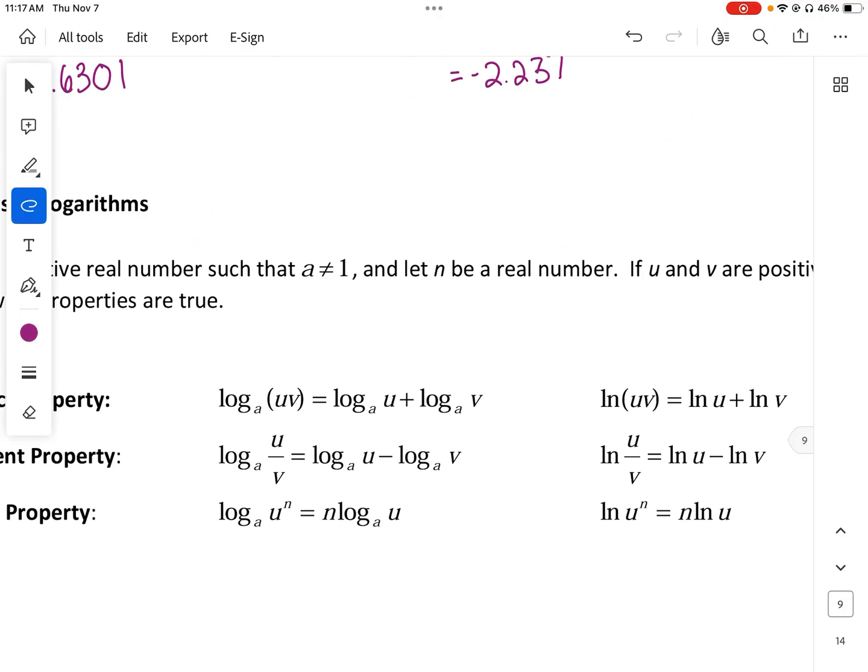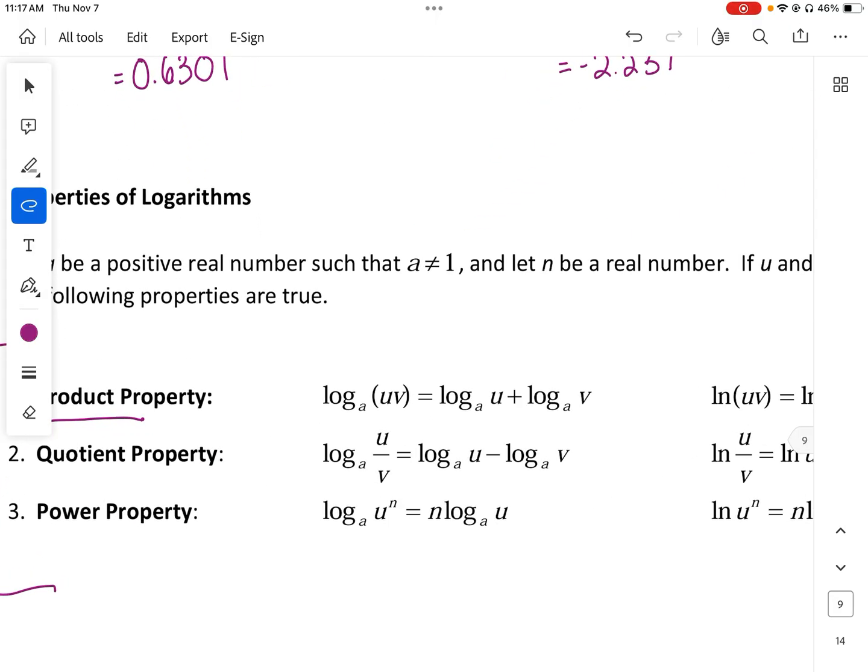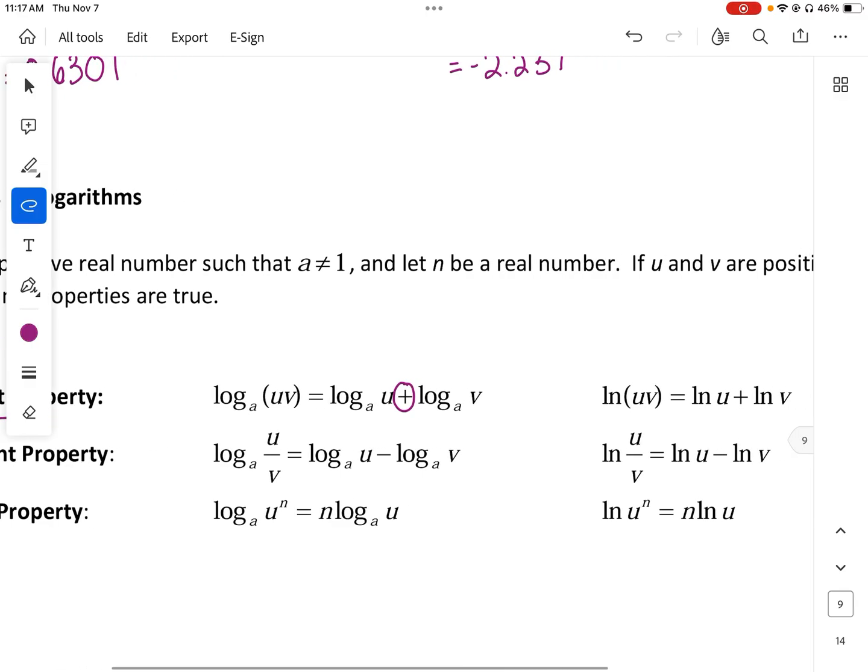And let's see. Here are the properties. So these are going to be pretty important to know. So the product property is if I have log base a of u times v, I can break it up into log base a of u plus log base a of v. So see how I have the addition between them. Whenever it's multiplication, it's repeated addition.